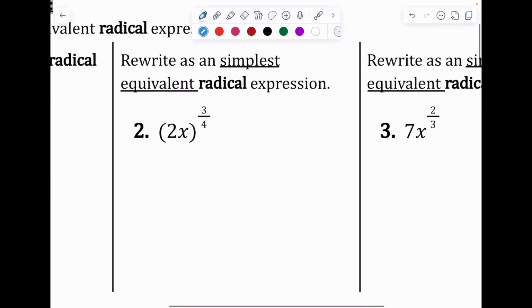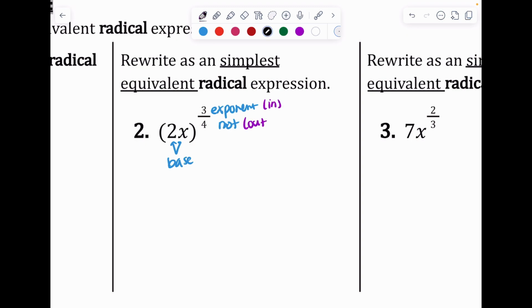Number 2, rewrite this in the simplest equivalent radical expression. Okay, so again, my base now is 2x. Both of these are my bases. This is my exponent. This is my root. And I refer to this as your top number is in, your bottom number is out.